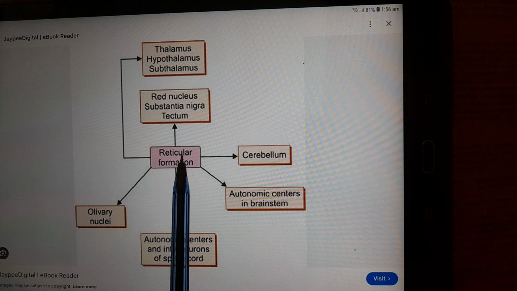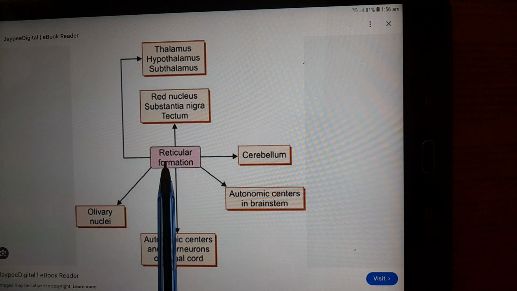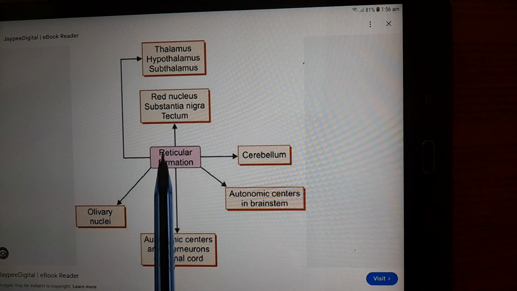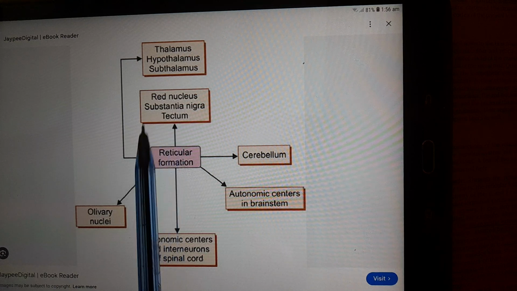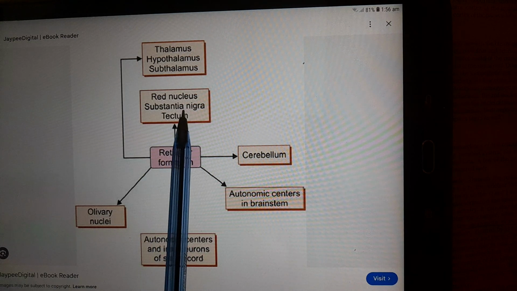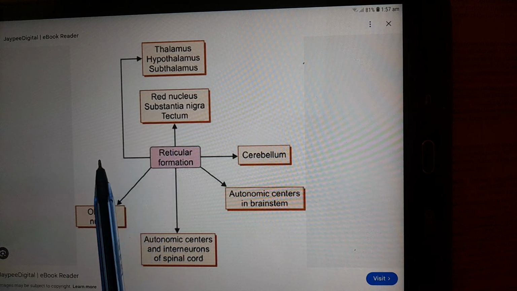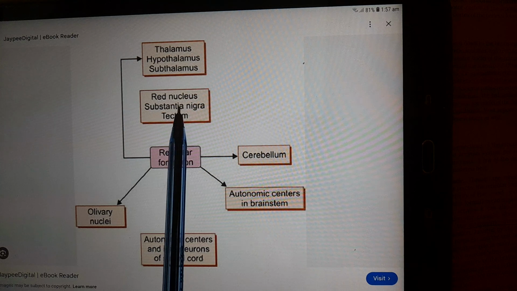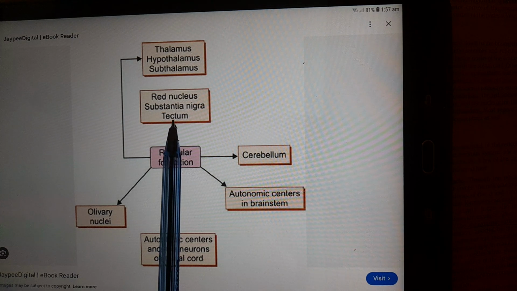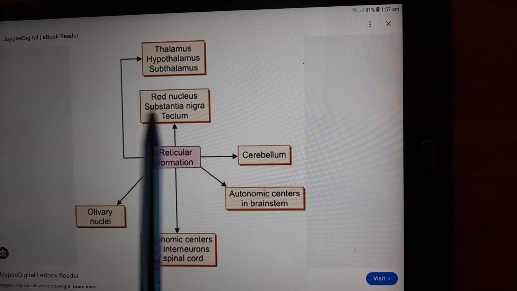Then we also have reticulocerebellar tracts, reticuloolivary tracts. Along with that, we have reticulotectal, reticulorubral. Rubral means from the red nucleus, and reticulomesencephalic fibers. Mesencephalic, they are going to give to the substantia nigra. So the red nucleus, which is present in the midbrain, the substantia nigra present in the midbrain, and the tectum present in the midbrain. So all the parts of the midbrain are also receiving reticular fibers.